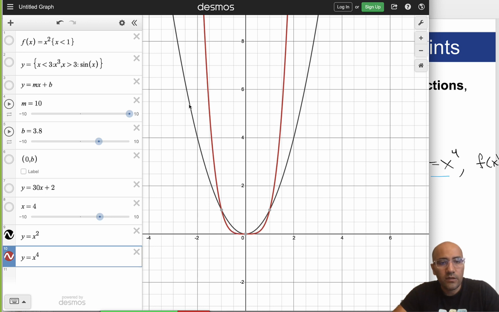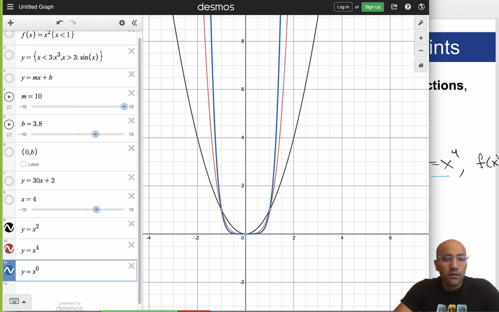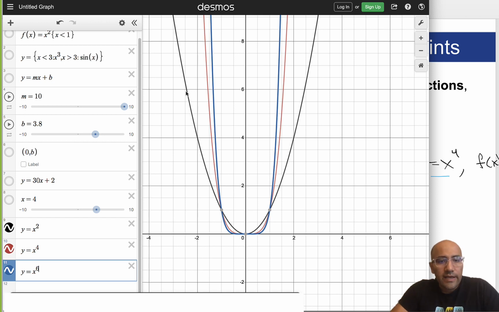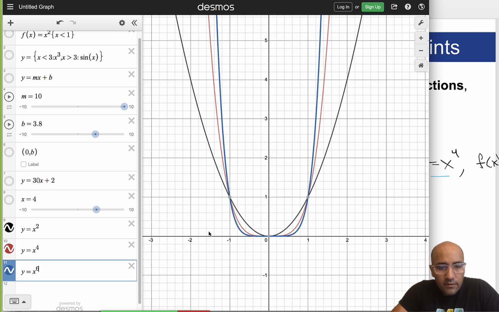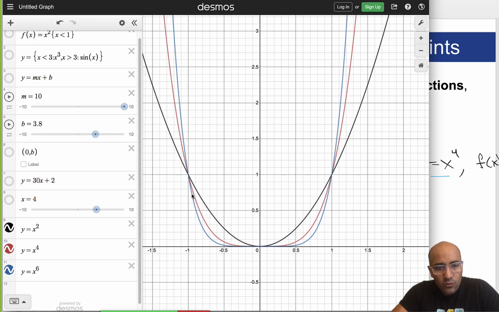Right? So this one is x squared. The red one is x to the 4th. See, y equals x to the 5th, I'm sorry, x to the 6th, gets even more squared off, right? So this is x squared, x to the 4th, x to the 6th, right? And you can see the pattern here. See how it gets more squared off. It goes down toward the x-axis faster. The bigger the power, as long as it's even, it goes down toward the x-axis faster within negative 1 and positive 1. And then outside of those things, it goes toward infinity faster.